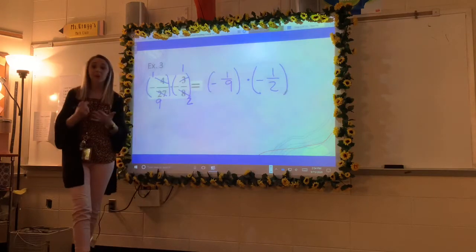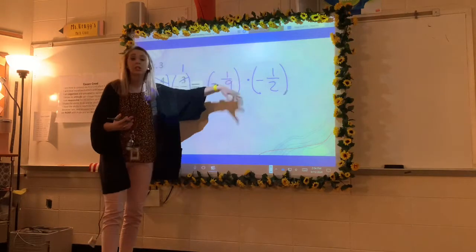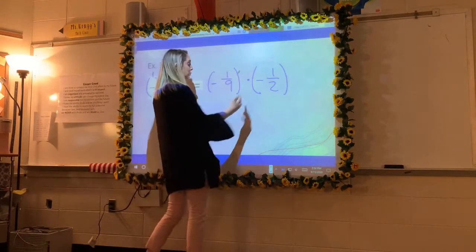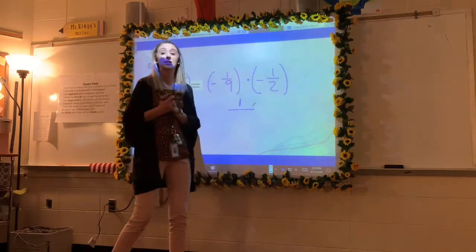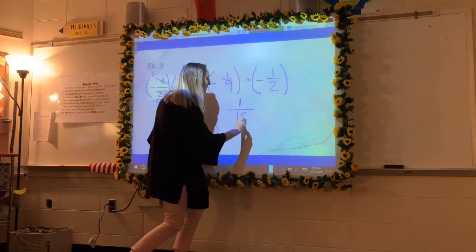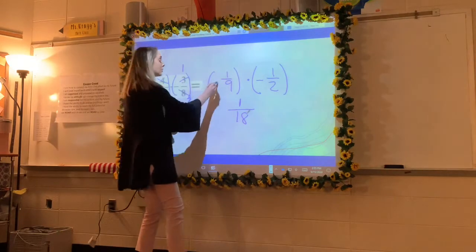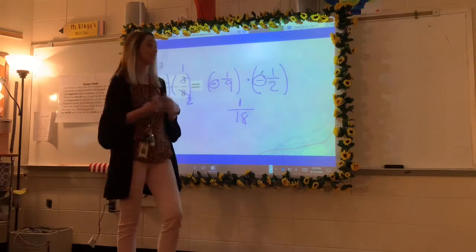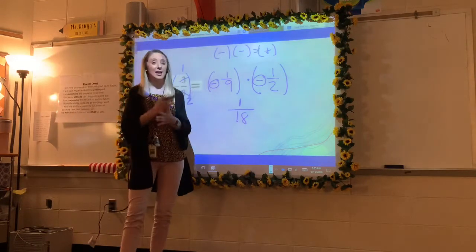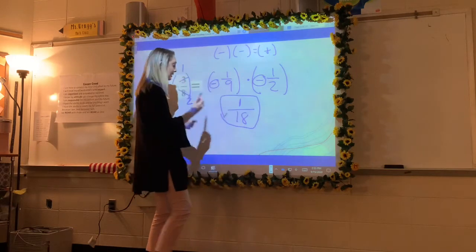So we simplified as we went. We can't do anything now. So now we're just going to multiply straight across. So 1 times 1 would give us 1. And 9 times 2 would give us 18. Now we need to decide, is it going to be positive or negative? It's going to be positive because 2 negatives when multiplying together always gives us a positive. So same signs together always give us that positive. So our answer would be positive 1/18.